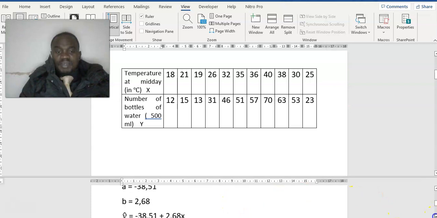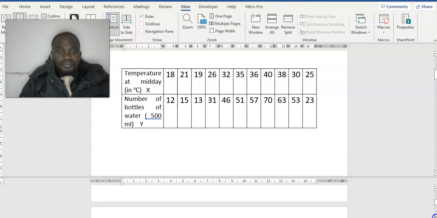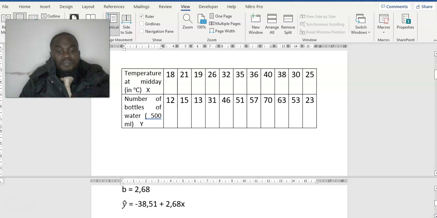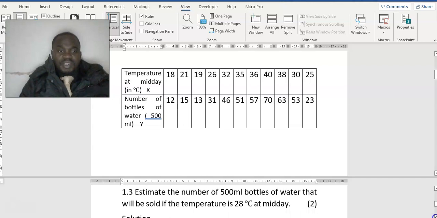Now we are going to write our equation. Our equation is what? Y equals A plus BX. Our A is this one, plus BX. So check the equation, A plus BX. Our A is this one, our B is this. So we substitute it into the equation. We are done. Okay, let's move on to the next question.